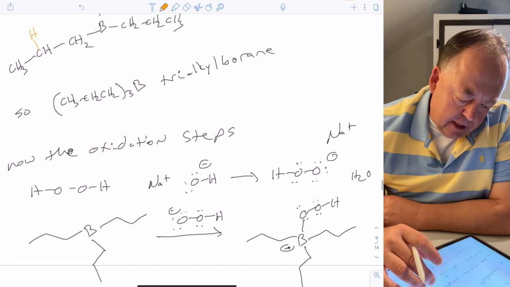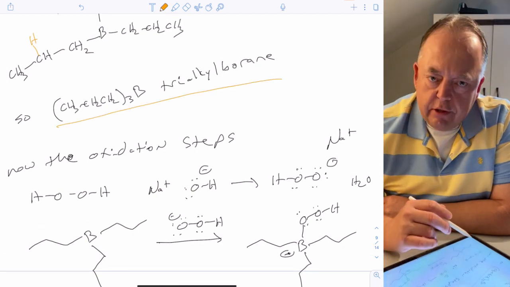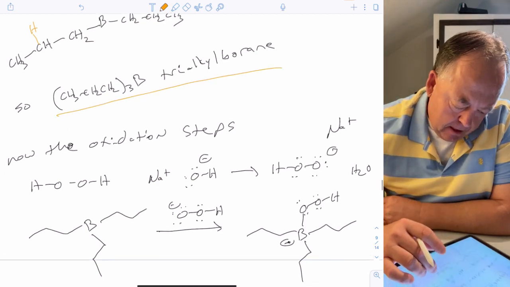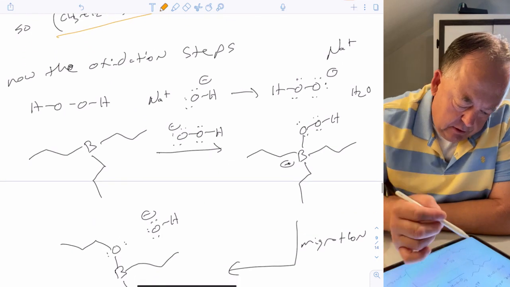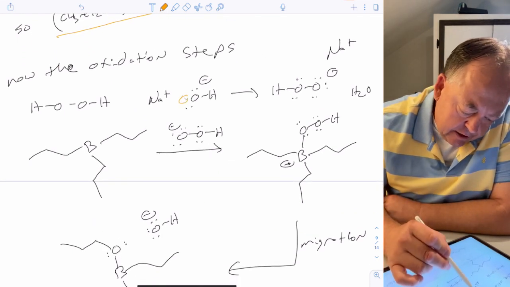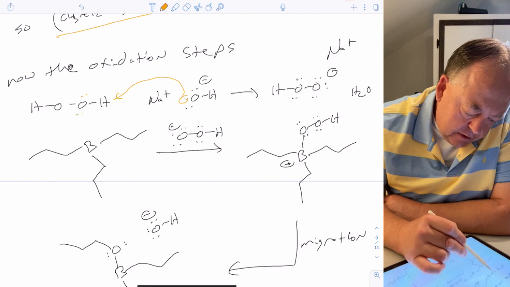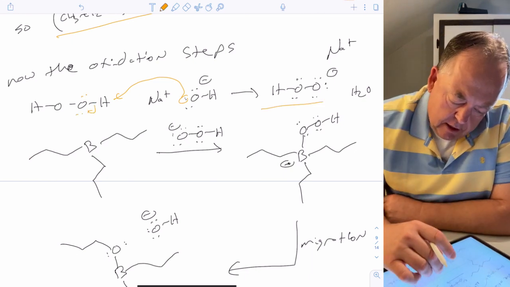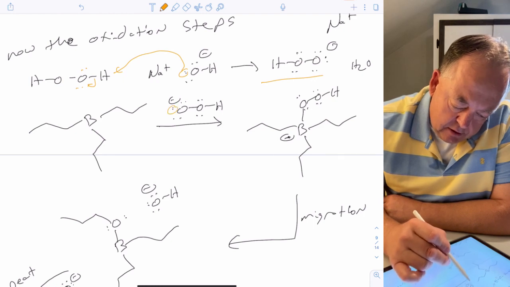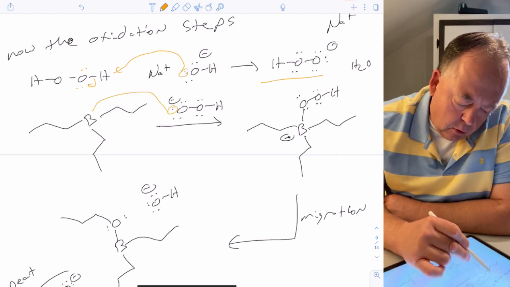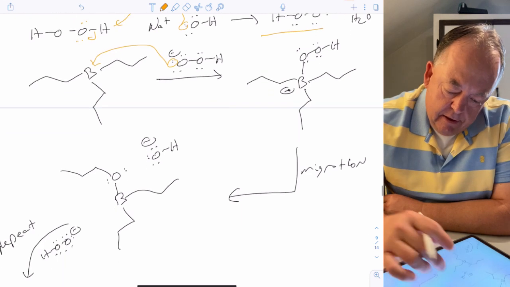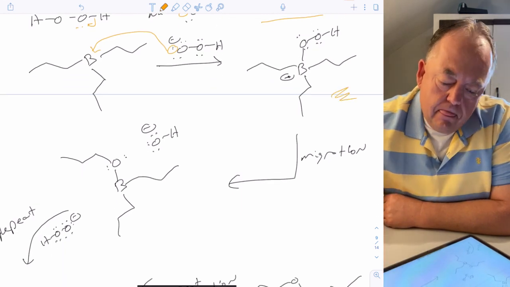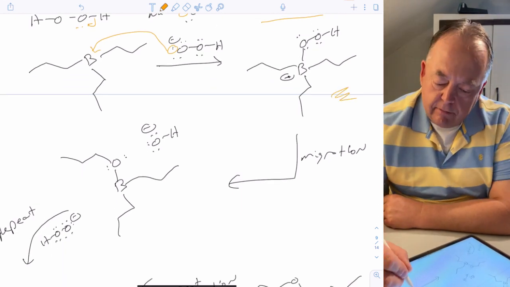Okay, so we're not done, but that's what you get after the first step: you add 3 of the alkenes to boron. And now the oxidation steps. Hydroxide is a base, deprotonates peroxide to give this. And that peroxide conjugate base then adds to boron to give this compound. And then now what happens is a migration.